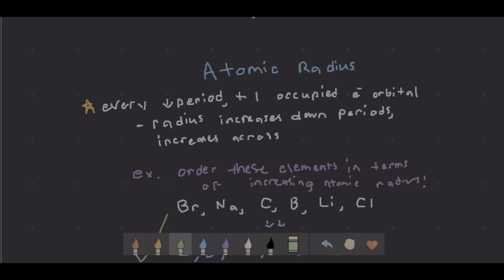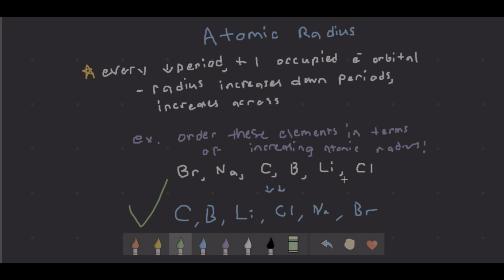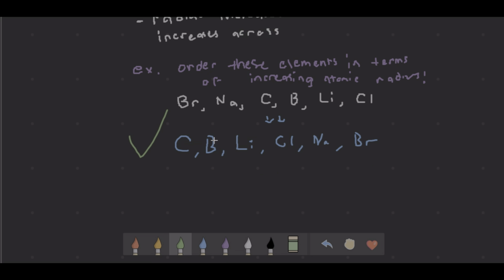So order these elements in terms of increasing atomic radius, meaning start at the shortest and continually increase to the largest one. So pause the video for a second and try to do it, but I'm going to scroll down to reveal the answer in like a second. So the answer would be carbon, boron, lithium, chlorine, sodium, and bromine.